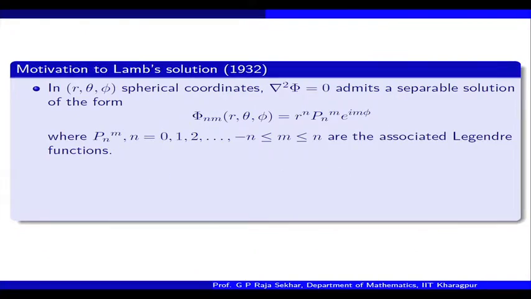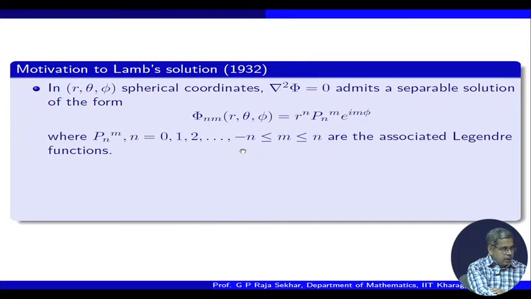So, what is the motivation? The motivation for Lamb's solution is that in polar coordinates r, theta, phi, if you take a Laplacian, one can see that using separation of variables, it admits solutions of the form r to the power n, P n m, e to the power i m phi, where P n m are associated Legendre functions, and these involve cos m phi and sin m phi. So, this motivated Lamb to have a generic arbitrary solution.